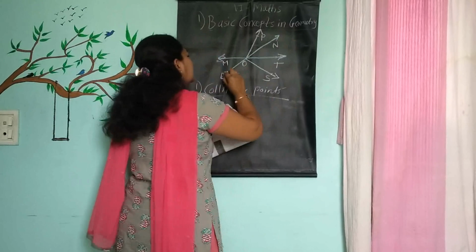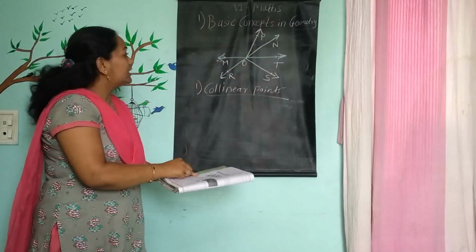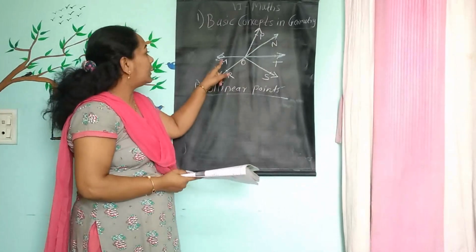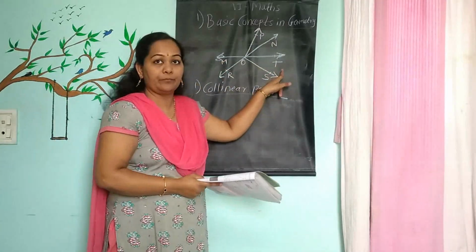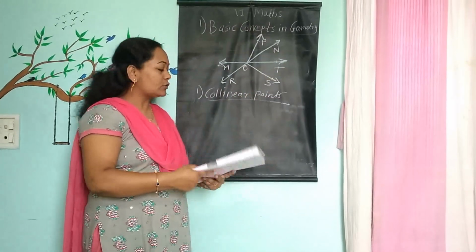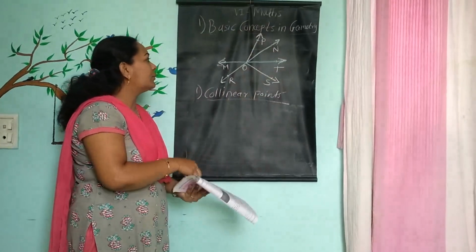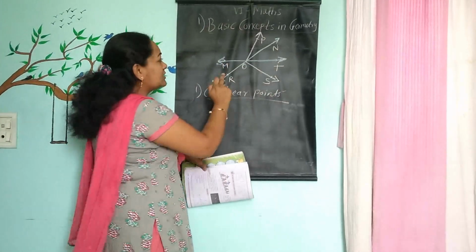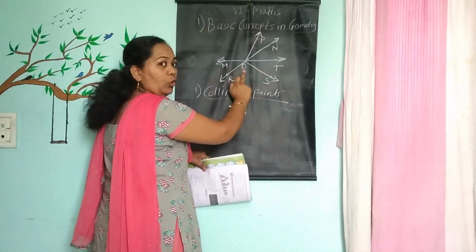Diagram observation is very important here. These two lines are there. You read these lines as line MT and line RN. Which are the collinear points on this first line? Point M, point O, point T.